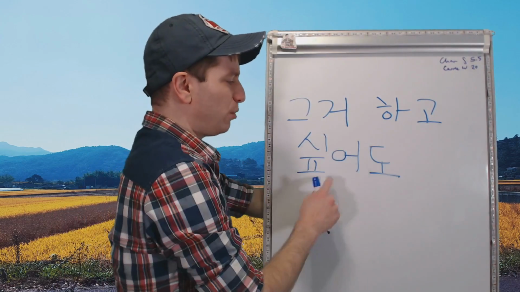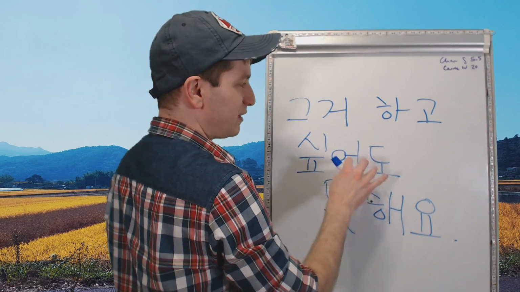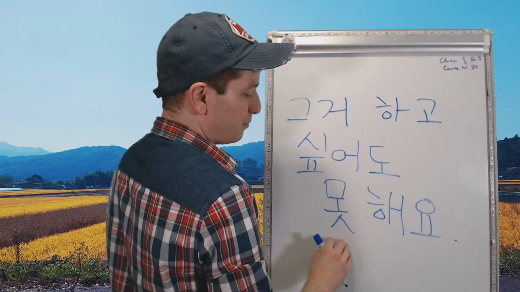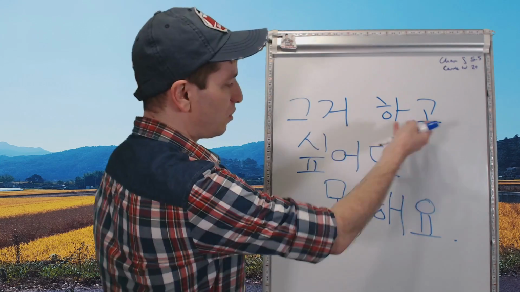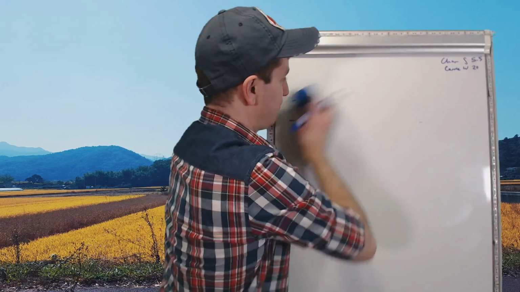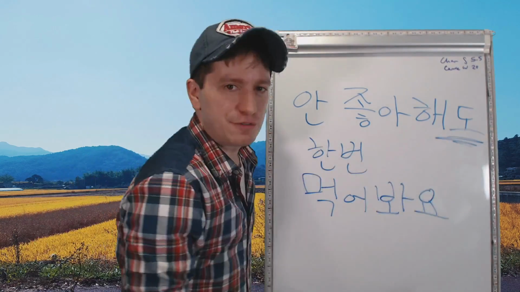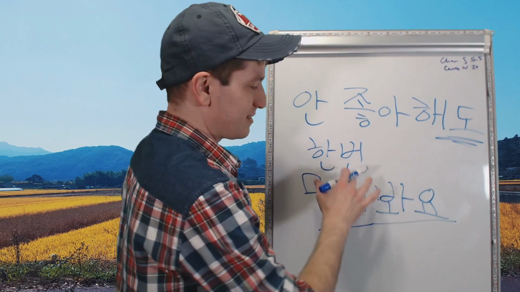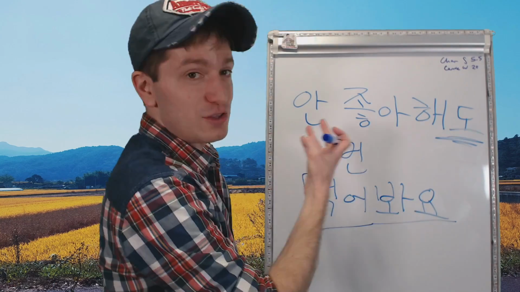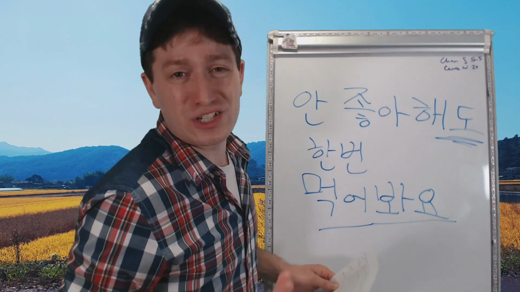그거 하고 싶어도 못해요. 하고 싶어도, even if you want to do that, 못해요. You cannot do it. So even though you want to do it, you can't. 안 좋아해도 한번 먹어봐요. Even though you do not like it, even if you don't like it, 한번 먹어봐요. Literally, try eating it once. Even though you don't like it, just try it once.